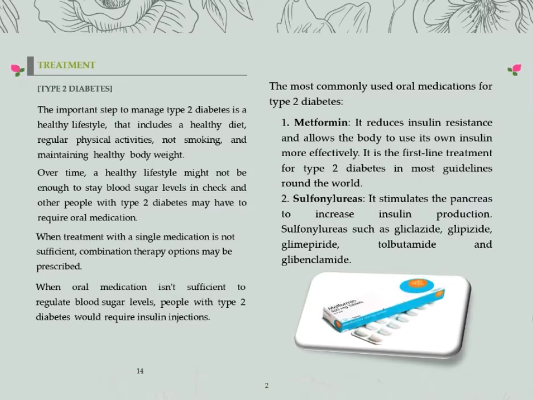Now, let's move on to the treatment for type 2 diabetes. Usually, type 2 diabetes treatment starts with a healthy lifestyle that includes a healthy diet, regular physical activity, not smoking, and maintaining a healthy body weight. Over time, a healthy lifestyle is not enough to keep blood sugar levels stable, and oral medication might be needed. The most common oral medications are metformin and sulfonylureas.